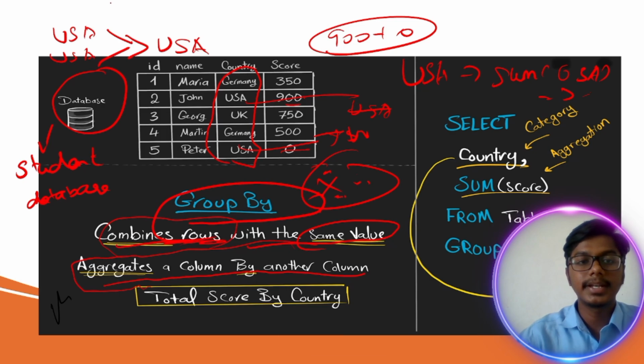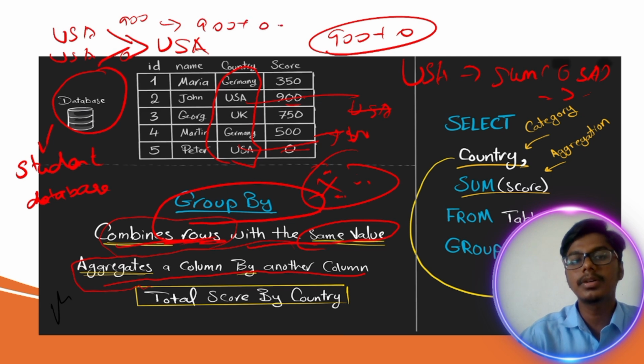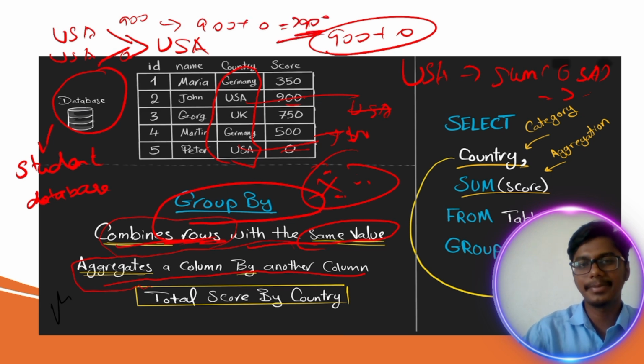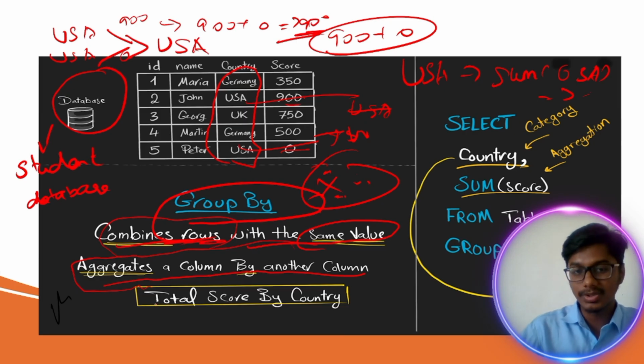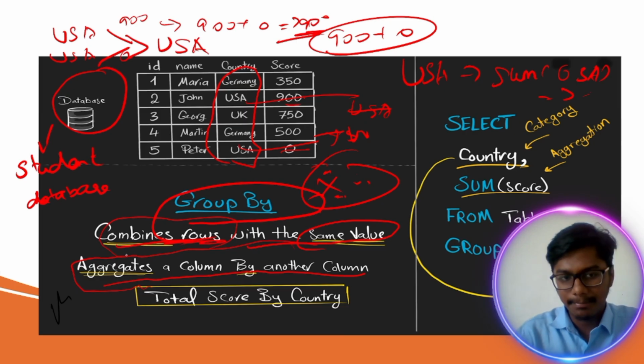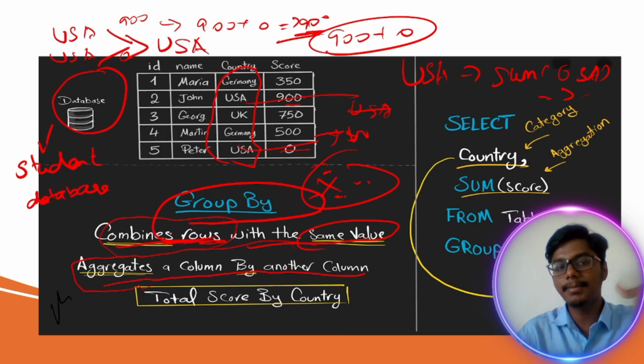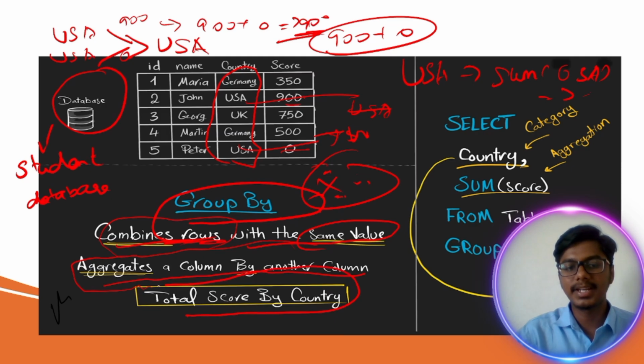You have 900 and 0. The aggregation happens here: 900 plus 0, it's 900. That's the basic intuition. I guess you will be able to remember. It's a very important topic, right? So it combines rows with the same value, combines USA into one USA, and aggregates another column, total scores, and the main dimension we are able to.